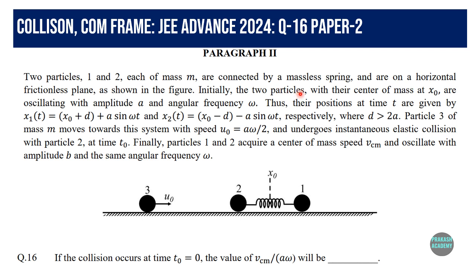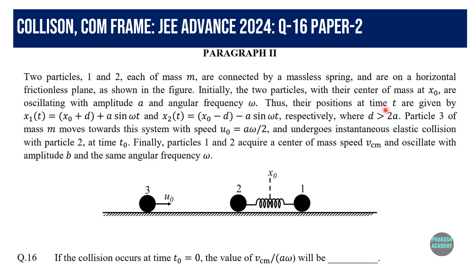Initially the two particles, with their center of mass at x naught, are oscillating with amplitude A and angular frequency omega. So initially this is the center of mass that is at x naught and this system is oscillating. This is oscillating with amplitude A and this is also oscillating with amplitude A, and the angular frequency is given and this equals omega.